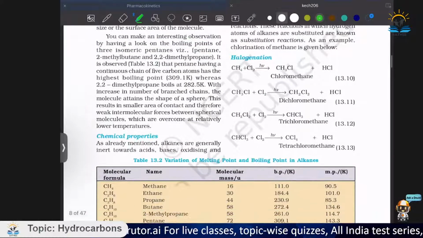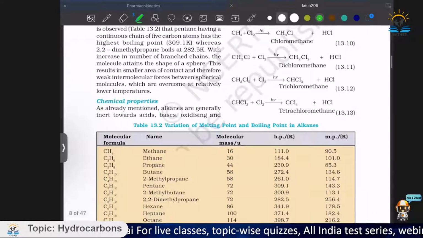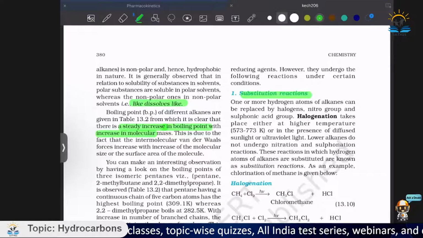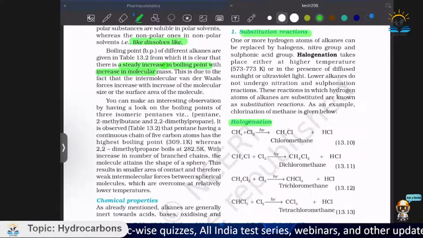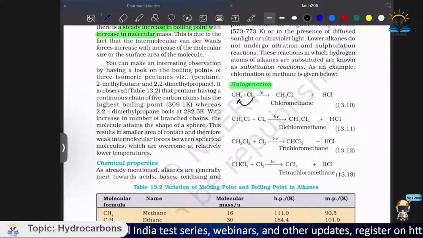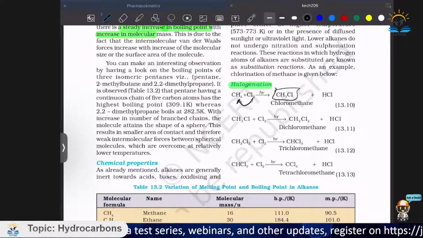Now, chemical properties. Substitution reactions will be shown. First example is halogenation. In a substitution reaction, what happens? A halogen replaces a hydrogen. These reactions are the reverse of the preparations. So you get an alkyl halide.